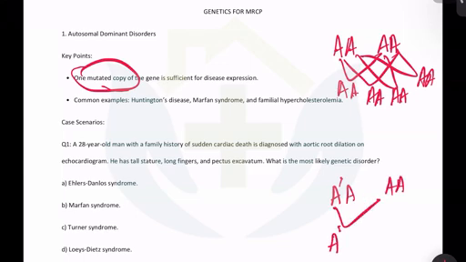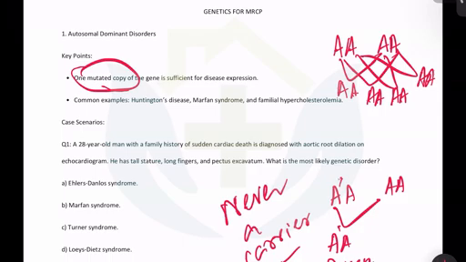So A dash A will be diseased. That means you will never have a carrier. Never a carrier. Why? Because even a single copy is sufficient for the disease to manifest. Hence, there will be no carriers in autosomal dominant disorder because the genetic defect is a dominant defect. Even if it is singly present, it will definitely cause the disease. Common examples are Huntington's chorea, Marfan's syndrome, familial hypercholesterolemia.